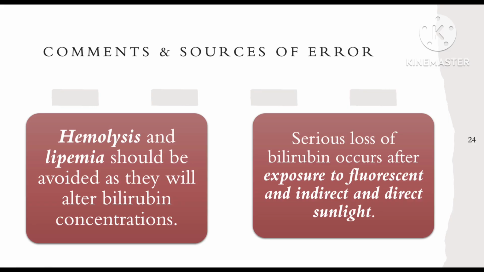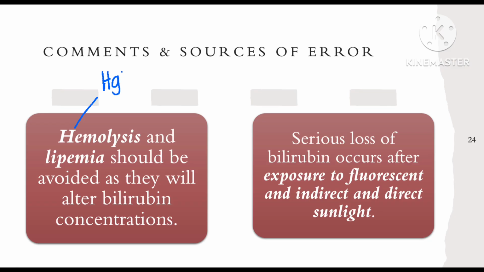Bilirubin estimation, usually for total and direct bilirubin, is very sensitive to interference from substances in the sample. That's why our first source of error here would be hemolysis and lipemia. They should, as much as possible, be avoided as they will alter bilirubin concentrations. Can you tell me why? When we talk about hemolysis, it's a breakdown of red blood cells, right? And when red blood cells rupture, they release hemoglobin and other intracellular components into the serum.